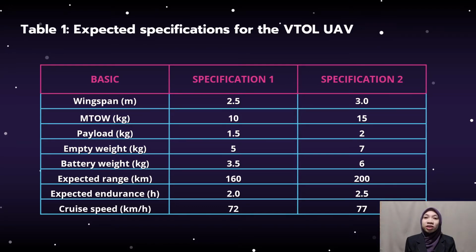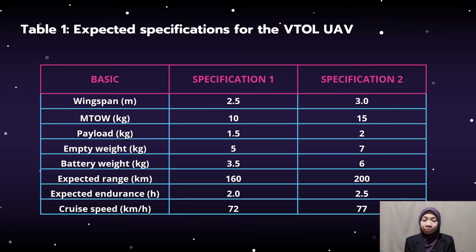This table shows the estimated specification for the UAV based on the parametric study that has been done. For specification 1, if the wingspan is 2.5 meters, the maximum take-off weight will be 10 kg, payload equal to 1.5 kg, empty weight equal to 5 kg, battery weight equal to 3.5 kg. The expected range will be 160 km with expected endurance of 2 hours and cruise at the speed of 72 km per hour.